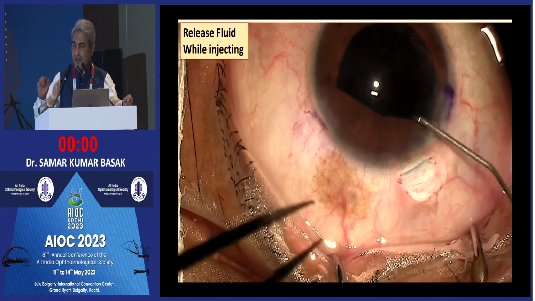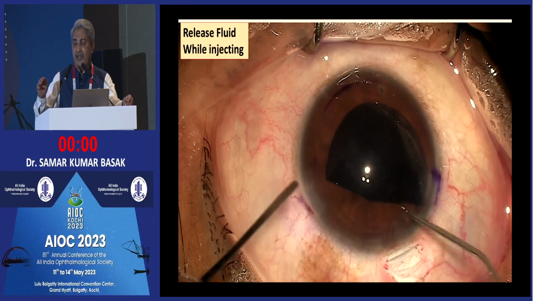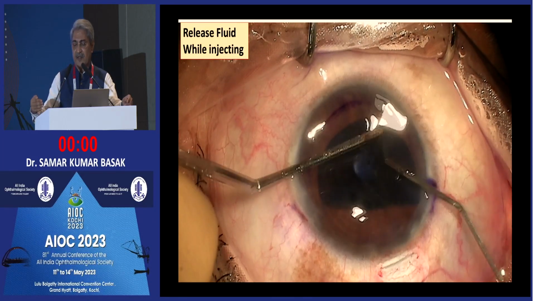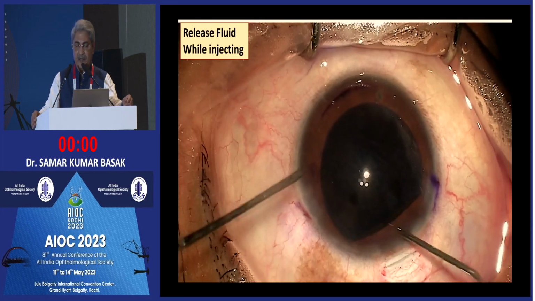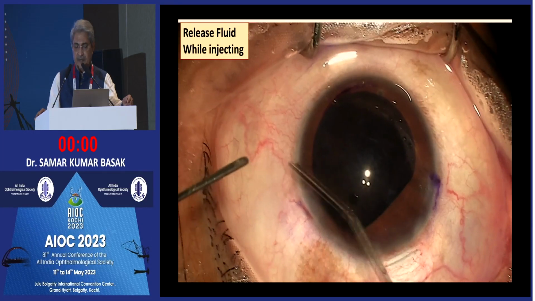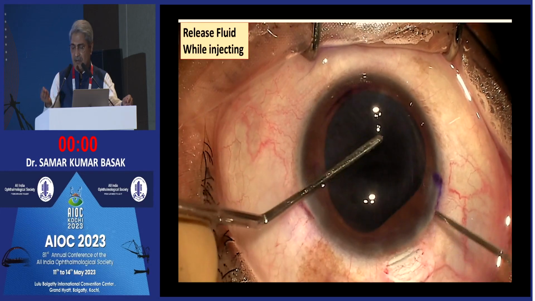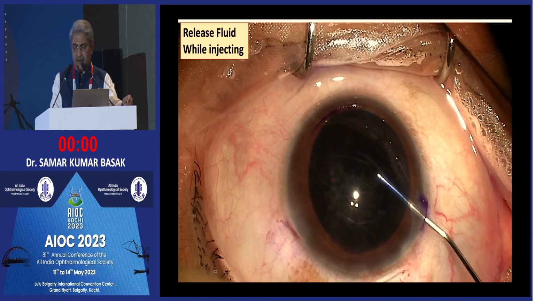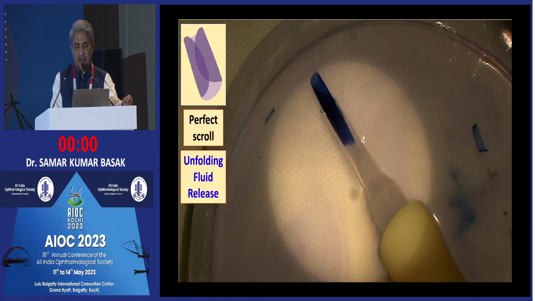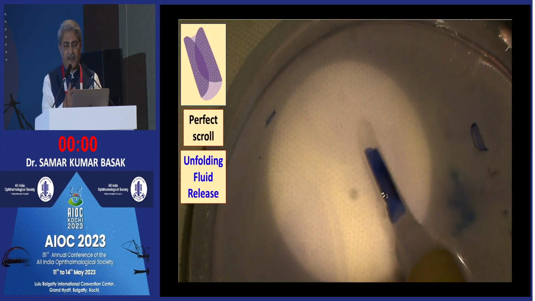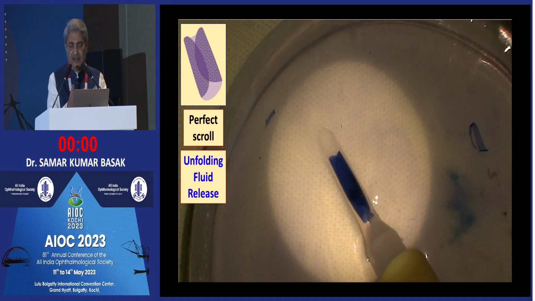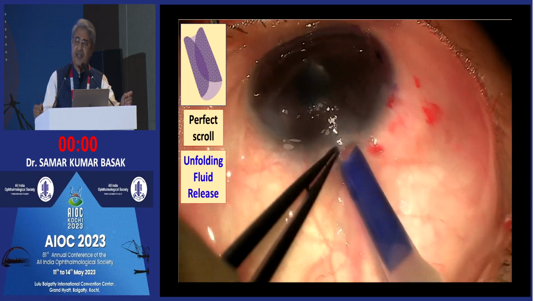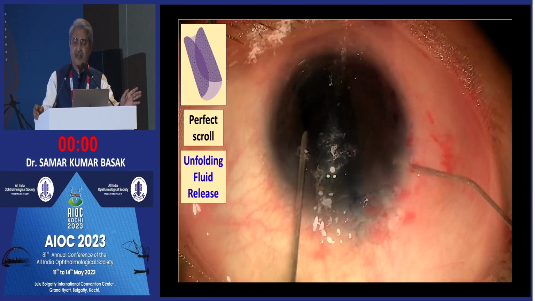Now when you are ready, then you can tap to one end, and then just a few taps, it will open. Sometimes it is open, then center it, air, all this will happen. Sometimes you see there is a perfect scroll in the cartridge. So you go in, and unfolding can be done only by fluid release from both sides.